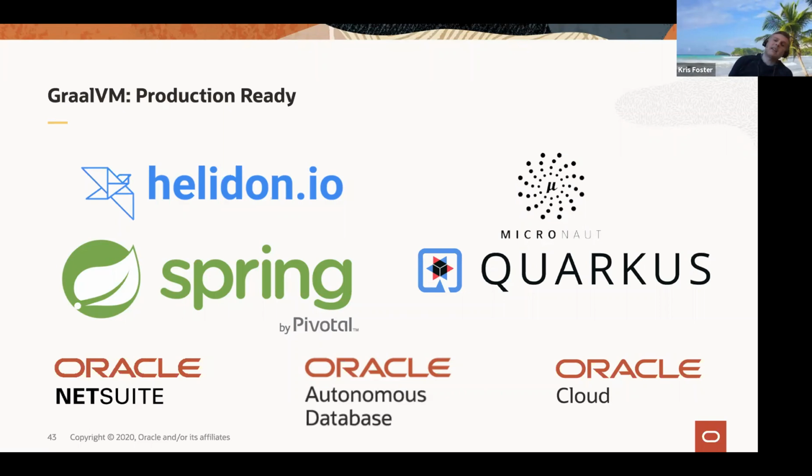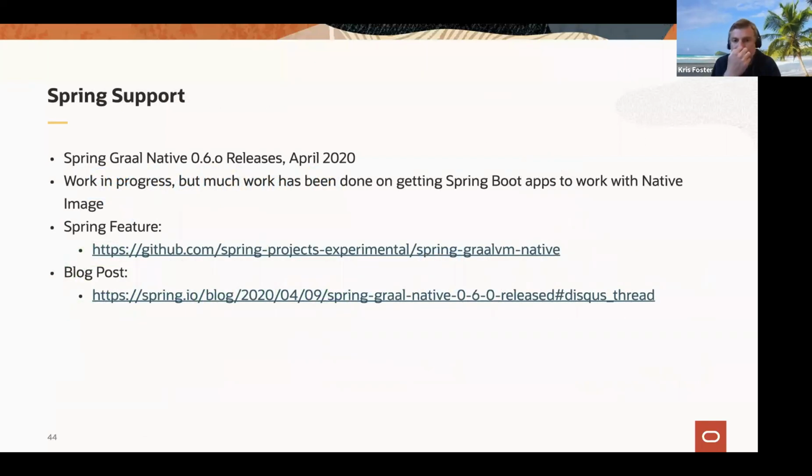Spring. So Spring is in the process of working with the GraalVM Oracle Labs team to bring Spring Boot native image, make Spring Boot native image friendly, basically, to let it build these executables. And I've got a little bit of information about this. It's still work in progress, but Spring Graal Native 0.6.0. That's just been released in April, and this is a Spring feature that's been worked on to make working with Spring Boot and GraalVM easy.